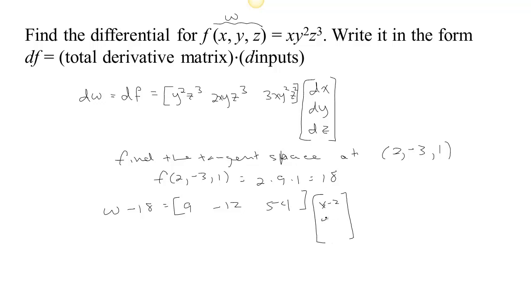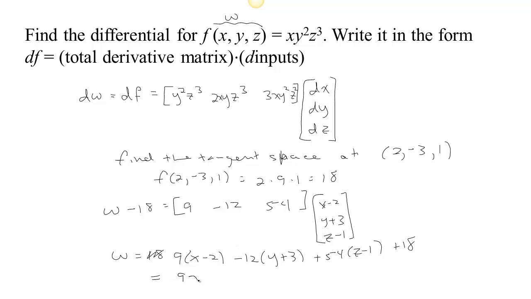How far does x move from 2? How far does y move from negative 3? y minus minus 3 is y plus 3. And how far does z move away from 1? Then we get this linear function, w equals 9 times x minus 2 minus 12 times y plus 3 plus 54 times z minus 1 plus the 18. I had w minus 18, I brought the 18 over to this side, so I have a linear equation for w. So if we had this original nonlinear equation for w, now we have this linear equation for w.